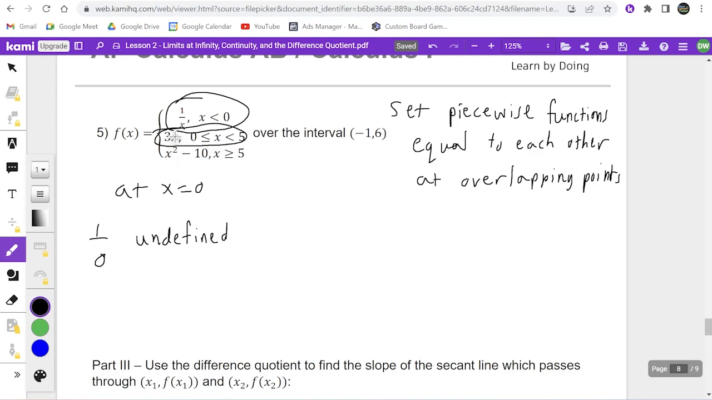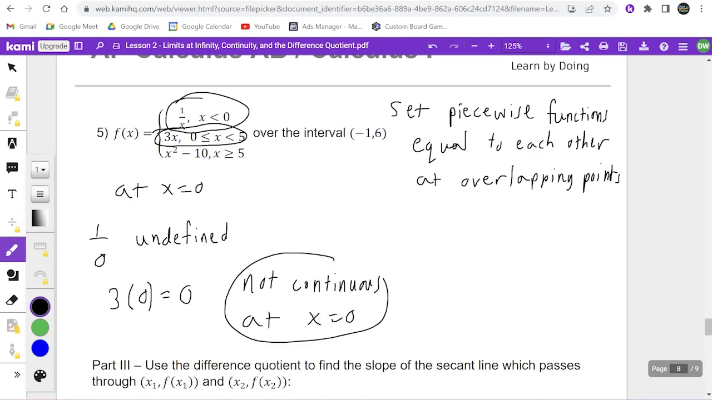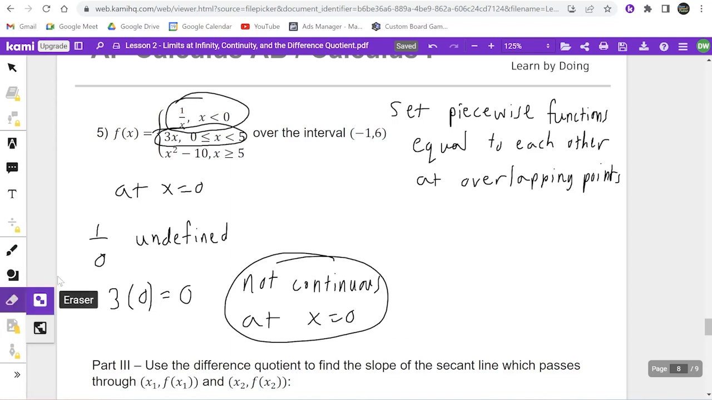But let's check 3x anyway, just for the practice. If you check 3x plugging in 0, that's 0. Basically, since they don't equal each other, it's not continuous at 0. Well, specifically x equals 0. Now you're going to do the same thing. You're going to check x equals 5.